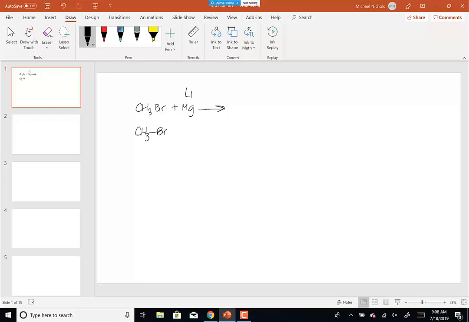I've got a CH3 with a Br, and I'm going to add to that a magnesium. And magnesium, being in column 2, group 2 on the periodic table, has two unpaired electrons. And so what's going to happen is this. This is kind of a free radical mechanism. If I split this carbon-bromine bond, I'm going to give one electron to the carbon and one electron to the bromine. And then the magnesium's going to transfer, because it's a metal, one of its electrons also to the carbon.